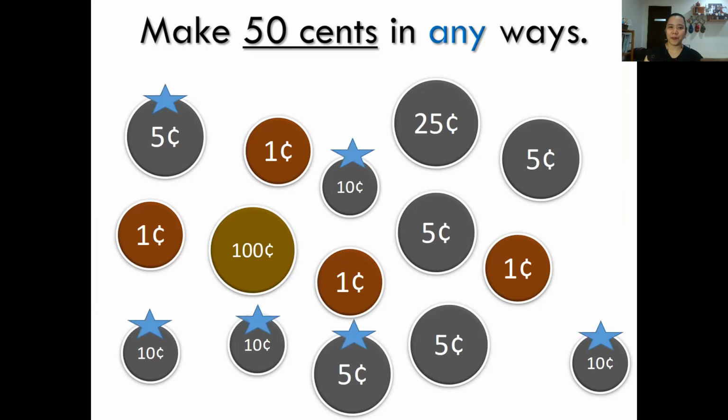Good job. I heard you say 10 cents plus 10 cents plus 10 cents plus 10 cents plus 5 cents plus 5 cents is equal to 50 cents. Right. Is there any other way? Let's see. Yes. You can say 25 cents plus 5 cents plus 10 cents plus 10 cents is equal to 50 cents. Very good. Okay, next. I hope you get the first point.